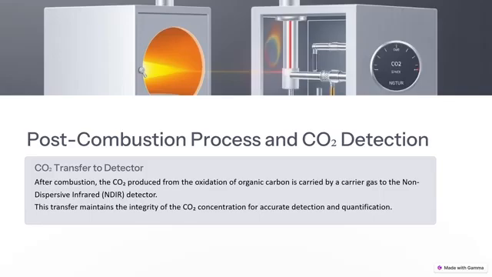Now I'll discuss the post-combustion analysis and CO2 detection process. It starts with the transfer of CO2 to the detection system. So after oxidation, the CO2 is carried to the detection system through heated transfer lines. The carrier gas here is a purified gas such as nitrogen, which ensures no contamination during transport.